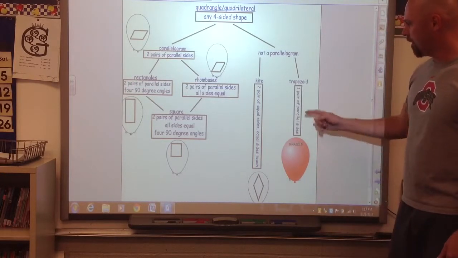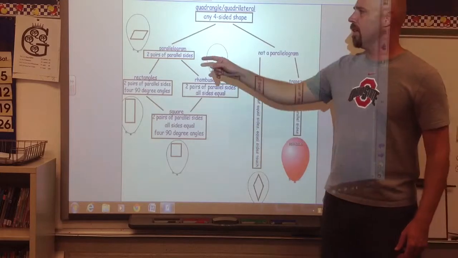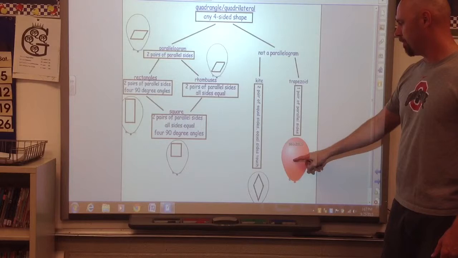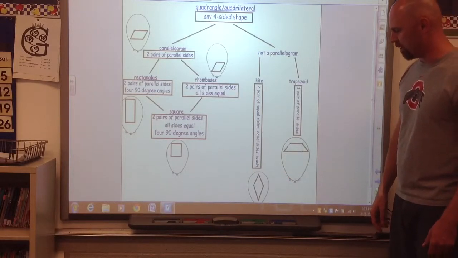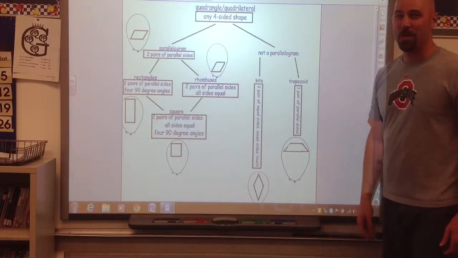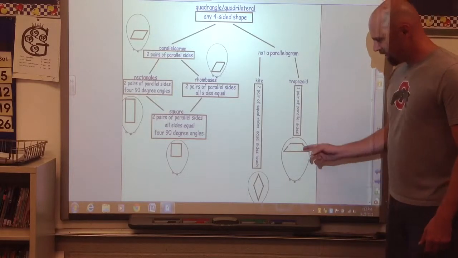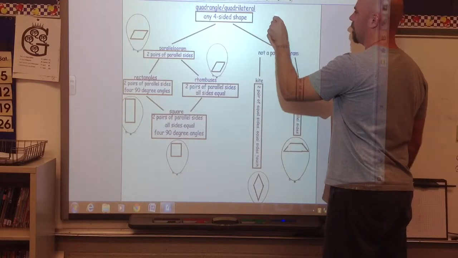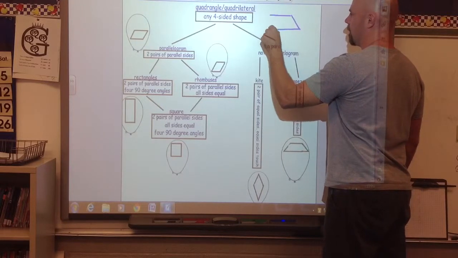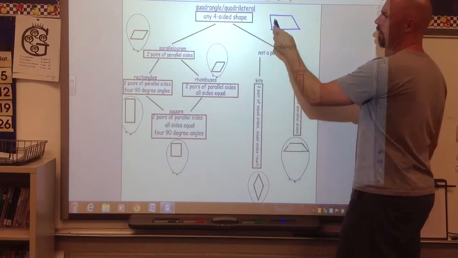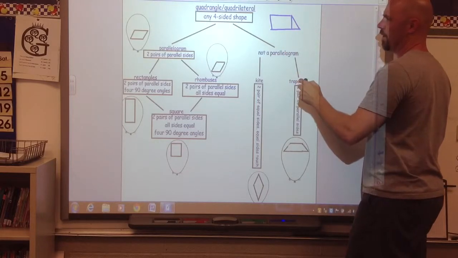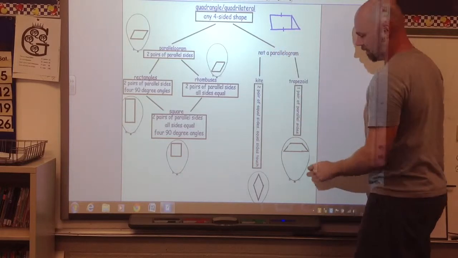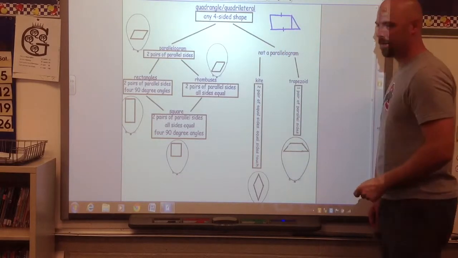The next one is our trapezoid. To be a parallelogram, you have to have two pairs of parallel sides. To be a trapezoid, you have one pair of parallel sides. And I also tell them the weird thing about the trapezoid is he can look like this, but he could also look like this. It's kind of like putting a rectangle and a triangle together. But that's a trapezoid because this side is parallel to this side. This side is parallel to this side.